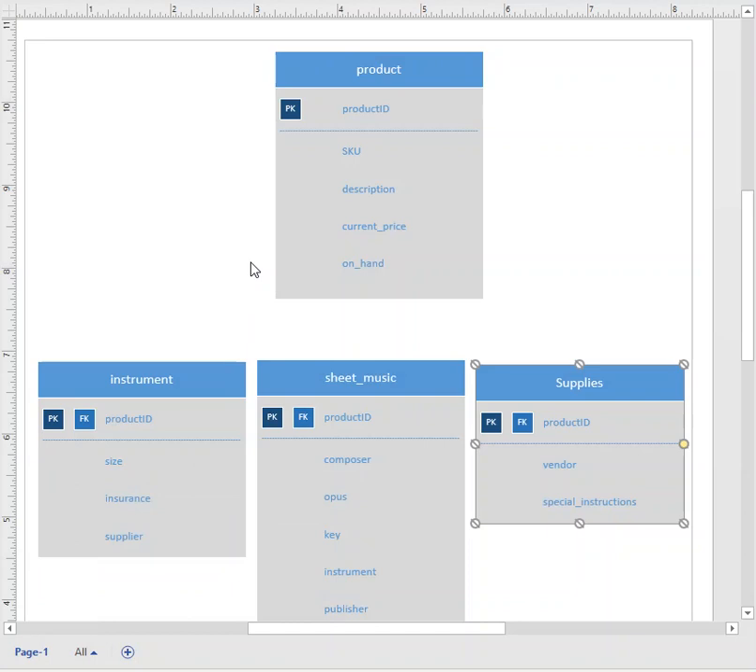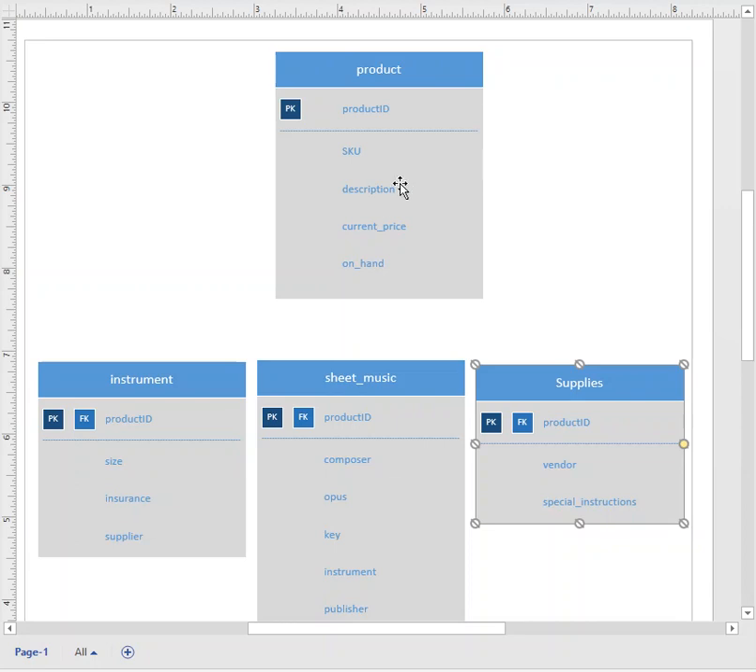And so if we wanted to store different information about our products, we could have a basic product table, which would have our stock keeping unit, which is a standardized kind of a code number. So that's what we would use. We'd have a generic description of it. We'd have what the current price is, and maybe for inventory purposes, we'd have what we have on hand. And so this would probably be information that we would store for all products in the store, whether it be an instrument, sheet music, supplies, or whatever.